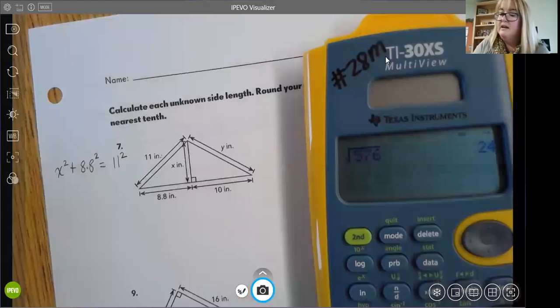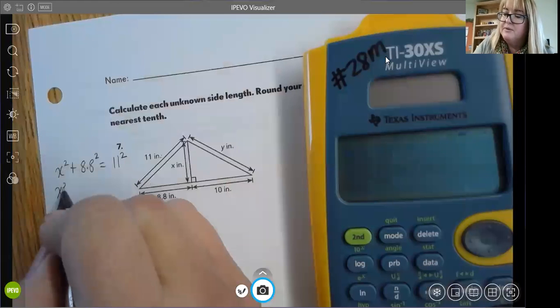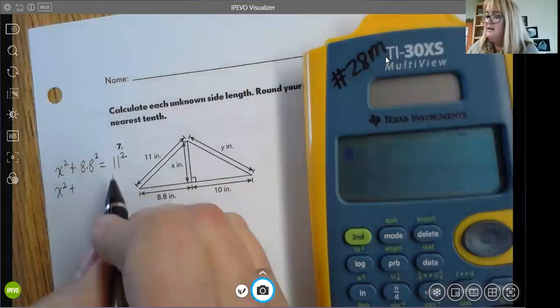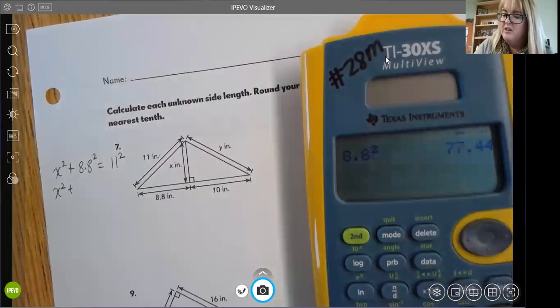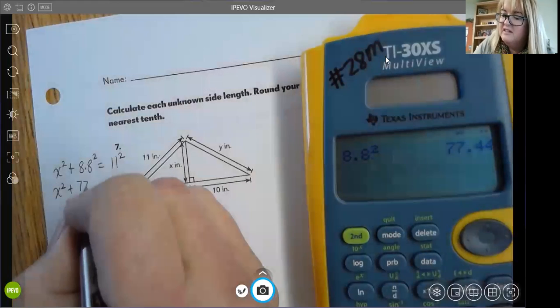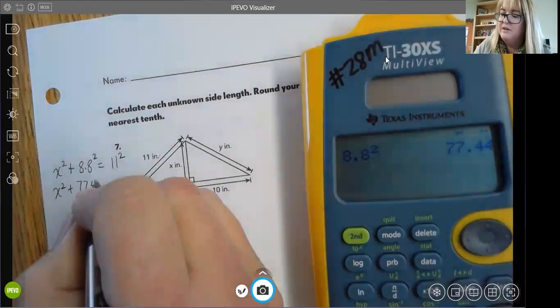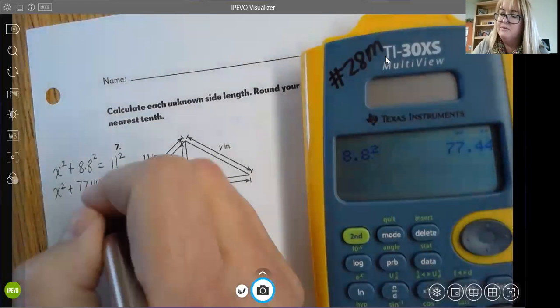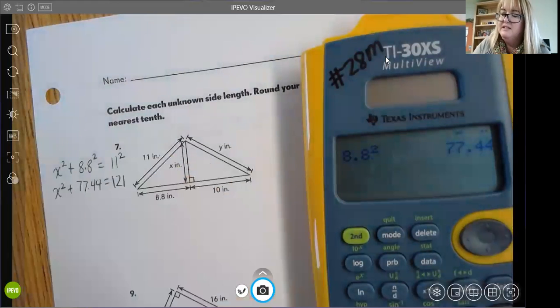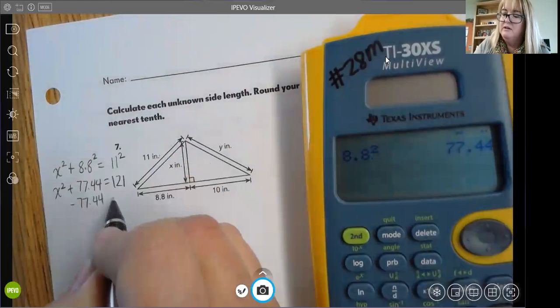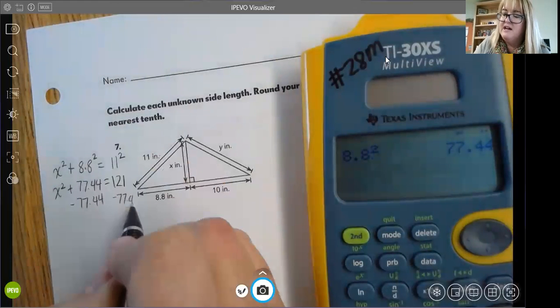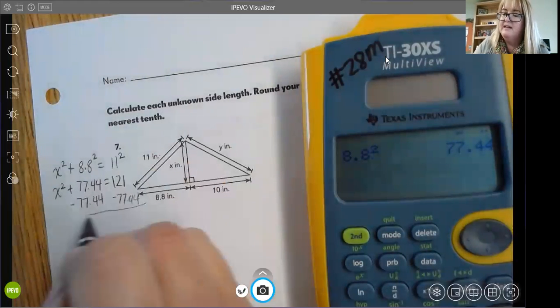All right, I know this is x squared plus 8.8 squared is 77.44 equals 11 squared. I already know is 121. So we're going to subtract 77.44 from each side. That cancels out, leaving the x squared.